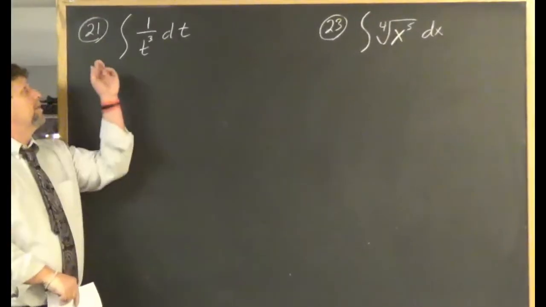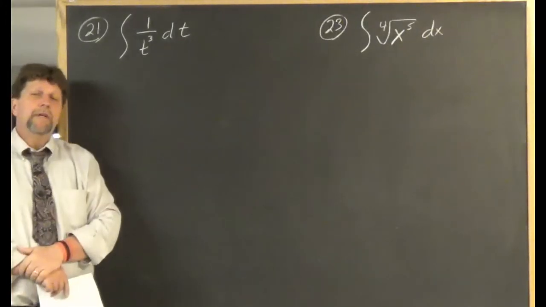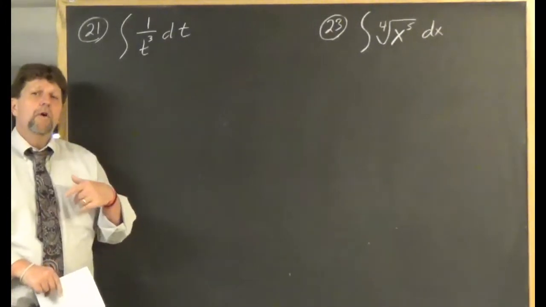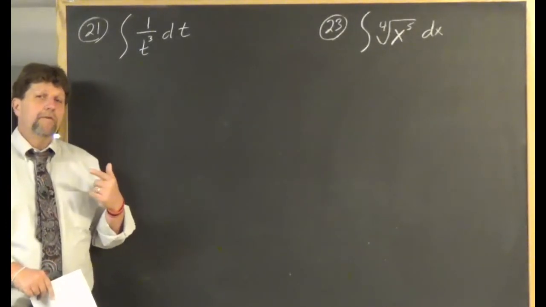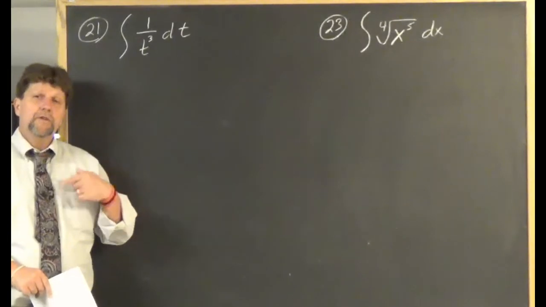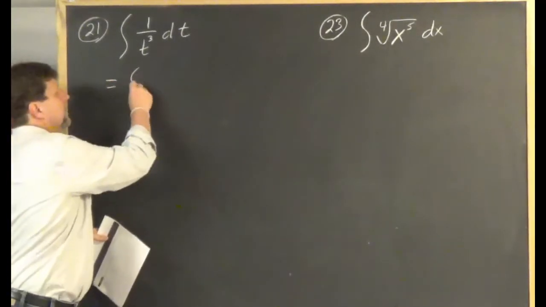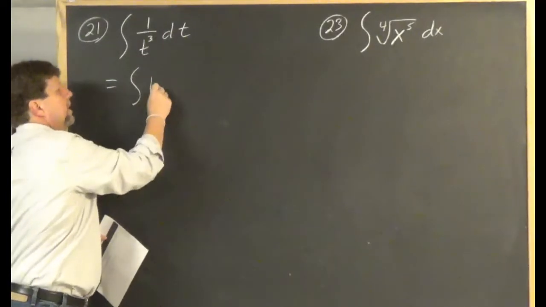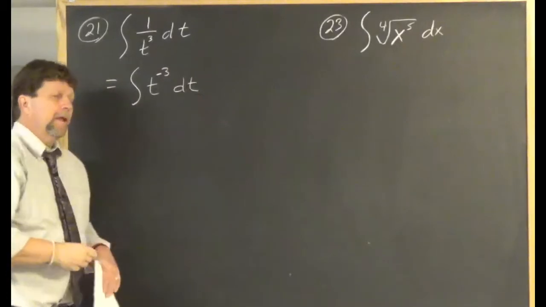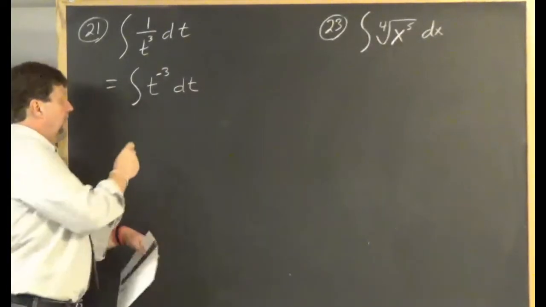All right, in number 21, you were asked to integrate 1 over t cubed dt. So the first thing you needed to do was rewrite the integrand, 1 over t cubed, using an old rule of exponents, so you could then do the calculus. In other words, you needed to rewrite 1 over t cubed as t to the negative 3rd. Now you can use the power rule. Now we're ready to do the calculus.